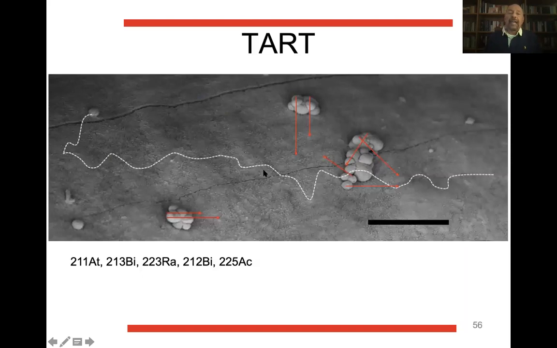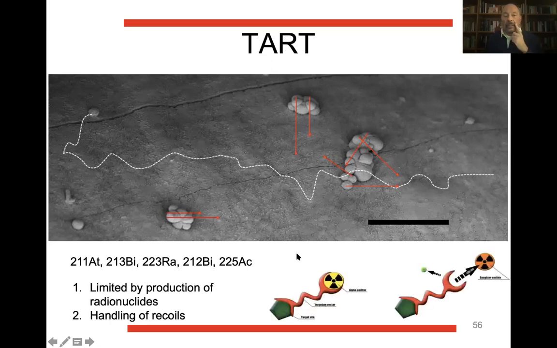So this is called TART, targeted alpha radiation therapy. And these are typical radioisotopes that are used for it. What are the limits here? The main limit is the production of radionuclides. It's not so easy to produce these heavy elements that you need for targeted radiotherapy.